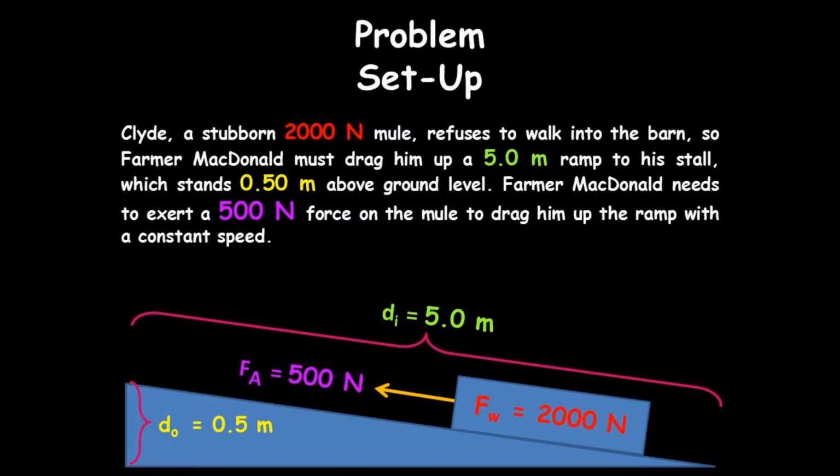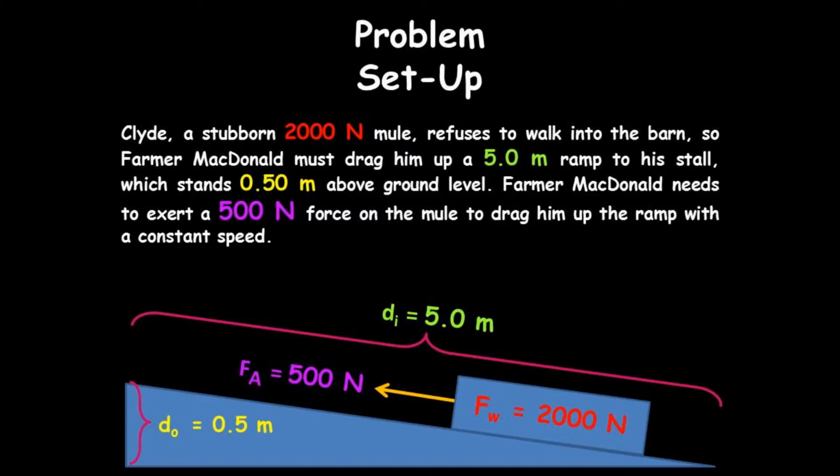Clyde, a stubborn 2,000 Newton mule, that's going to be the FW or the weight, refuses to walk into a barn, so Farmer McDonald must drag him up a 5-meter ramp. In other words, the ramp is 5 meters long. The surface is 5 meters long. To a stall, which stands 0.5 meters above the ground, so that's the height of the ramp, or the DO.